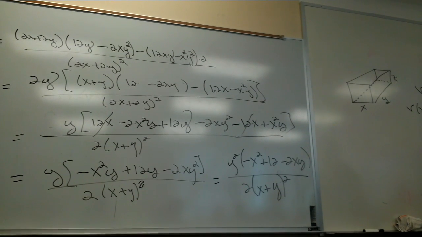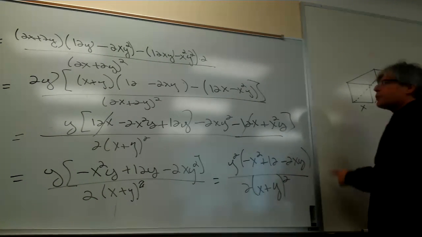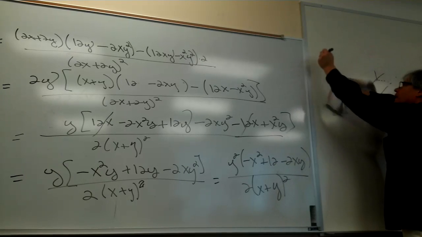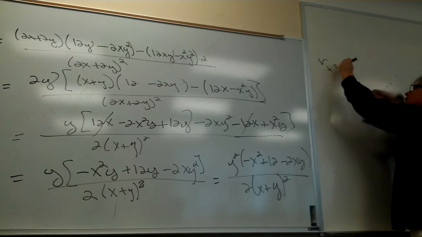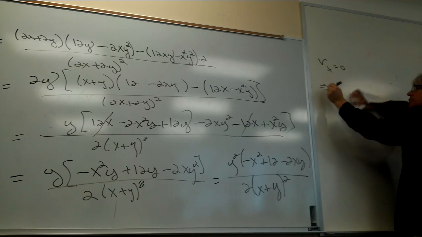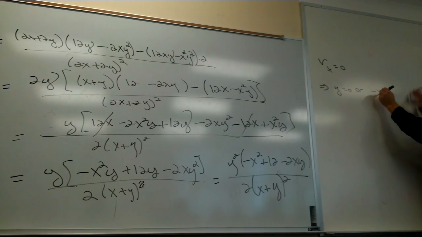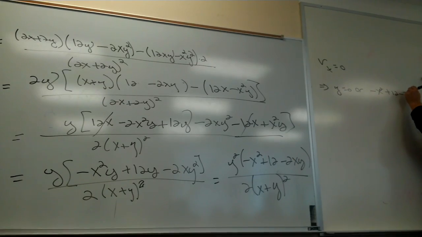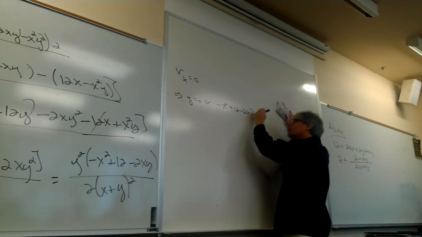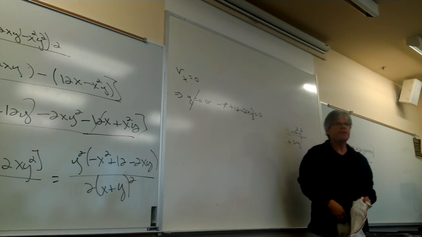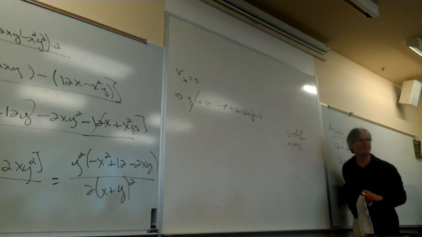I've got to finish. However, before I do, I'm running out of room, can I erase this? Do you guys agree that V sub x is equal to 0 simply when y is equal to 0 or my negative x squared plus 12 minus 2xy is equal to 0 as well? Again, if y is equal to 0, I get a flat box. I'm not going to be able to maximize this volume.